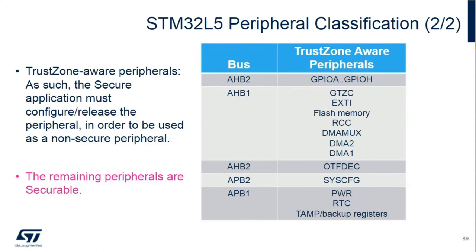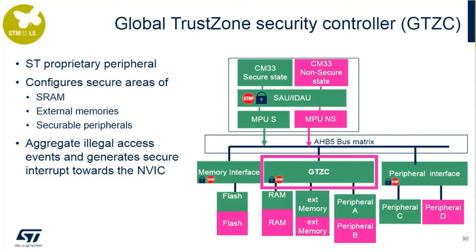So what's TrustZone-aware? Here's the list: all the GPIO, the global TrustZone controller, external memory, DMA, the clock configuration, flash memory, on-the-fly decryption, system config, some of the power stuff, and the real-time clock. The rest of the peripherals, the I2C, the SPI, the UART, are securable peripherals. And what does that mean? The global TrustZone controller is an ST proprietary peripheral, so we came up with this. It configures the SRAM, external memories, and then all the securable peripherals. A securable peripheral is anything that's not TrustZone-aware. It's also responsible for the illegal accesses from the secure side, as well as the secure interrupts.